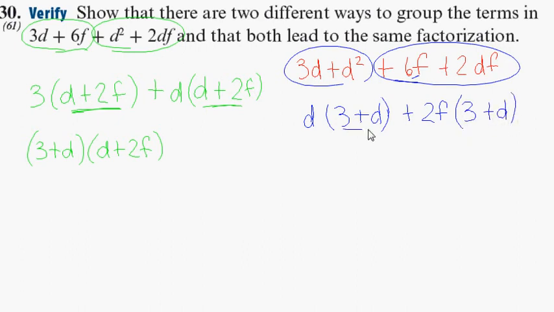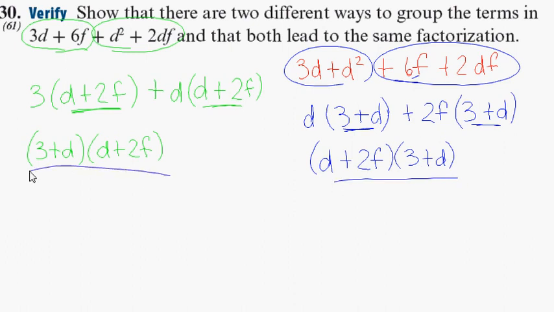What do you know? Here's my twins, right? You see the 3 plus D? So now I know that I can say D plus 2F, because both D and 2F are being multiplied by that binomial, 3 plus D. Now, do these two look the same? D plus 2F, 3 plus D. They sure do.